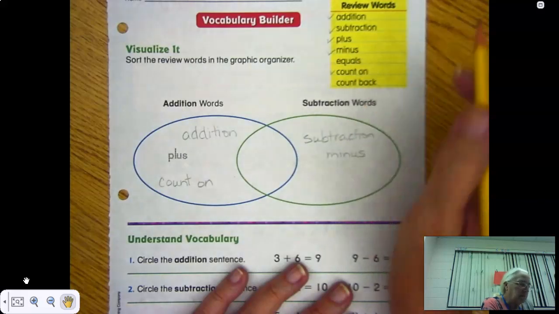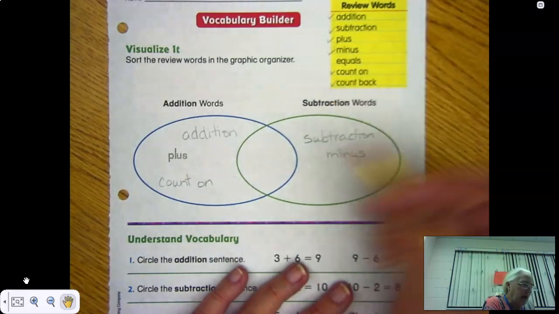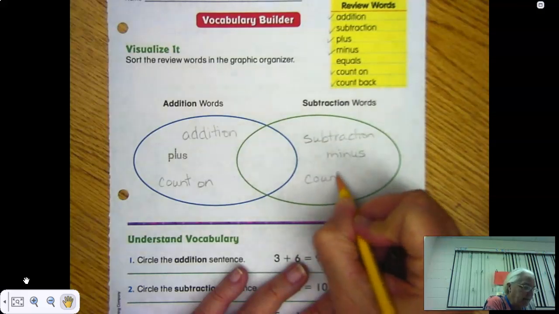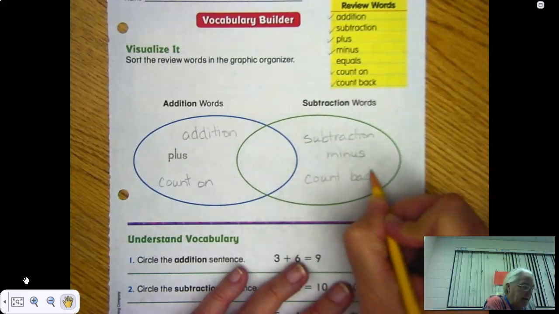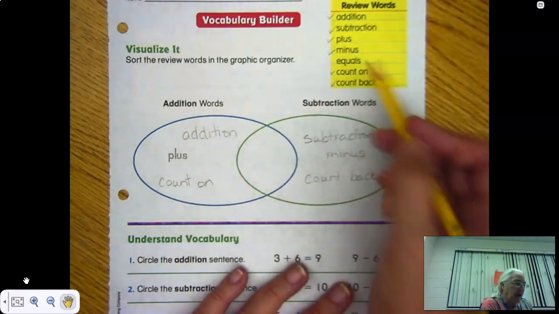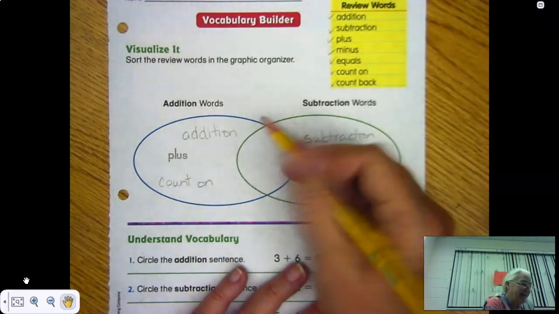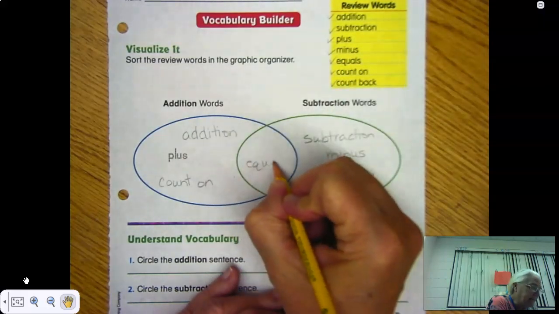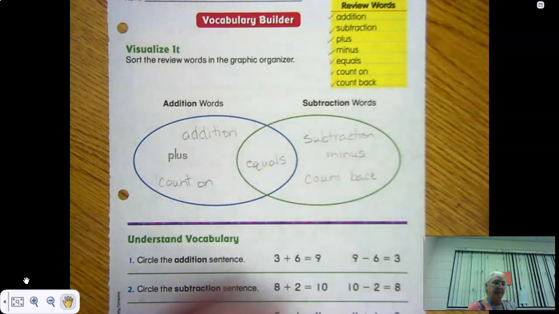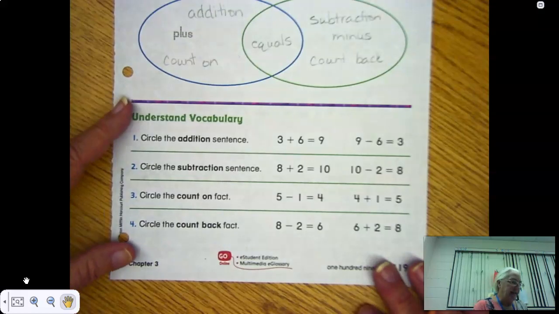Equals, let's come back to it. Count back, sure, on a number line, subtraction means count back. Now, if I'm thinking addition and subtraction, both of them use the word equals. There we go. So, circle the addition sentence.